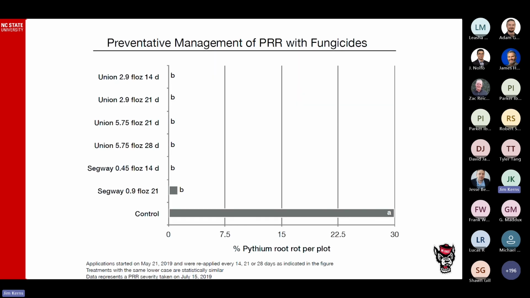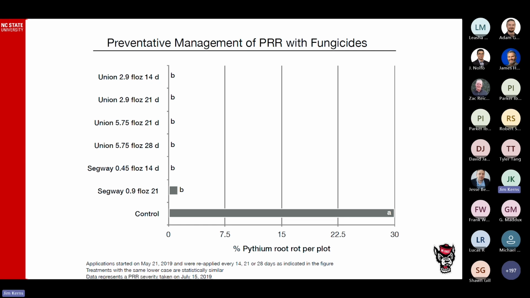So what do we have to manage it? Now, first, as I show any data slide here, all of these treatments are watered in immediately with 1/8 of an inch of water. So for preventative application, for many years, Segway was our go-to. You see here it works very well at 0.45 every 14 days, no different from 0.9. We like the addition of other materials with it. So this is a tank mix with Union here, 2.9 and 5.75 applied preventatively.